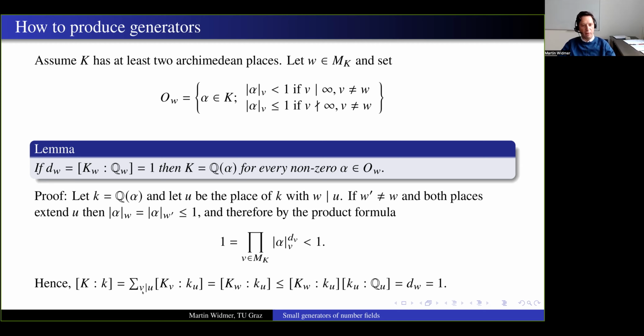So this means by the fundamental formula that the relative degree, in other words the index of lowercase k in capital K, is precisely the relative local degree of k_U in K_W. And since this is a divisor of d_W, the claim follows. So indeed, lowercase k equals capital K.